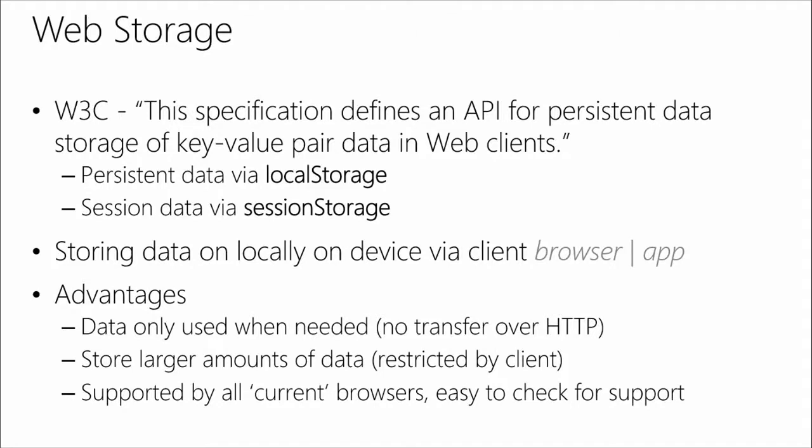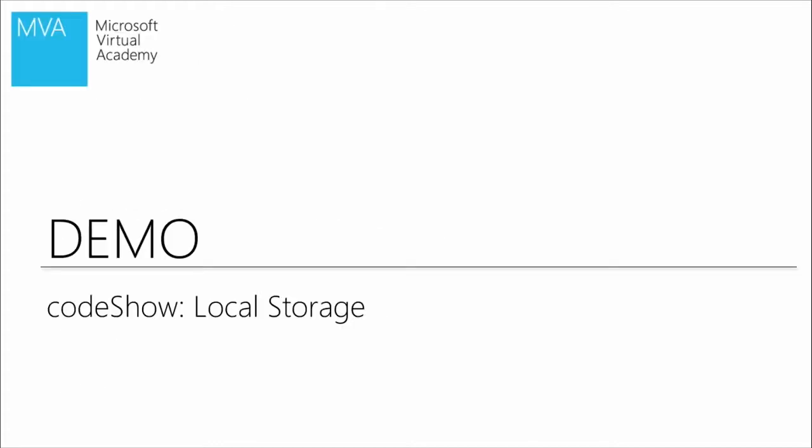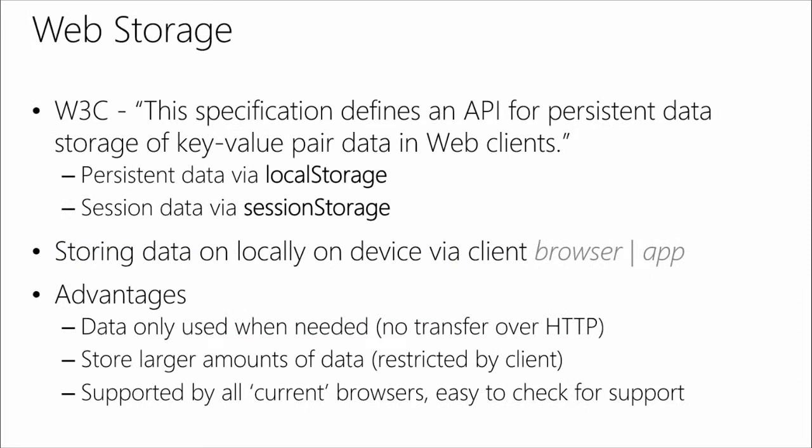In fact, I'll go ahead and synchronize with that too. So, web storage is... in fact, if you could move it over to my screen so it's synced with me. Good. Got it. So kind of like what I did earlier today, what does the source, the standard say? This specification defines an API for persistent data storage of key value pair data in web clients. I think the simpler way to say it is you could store data locally on a device via the browser or an app. That's it.